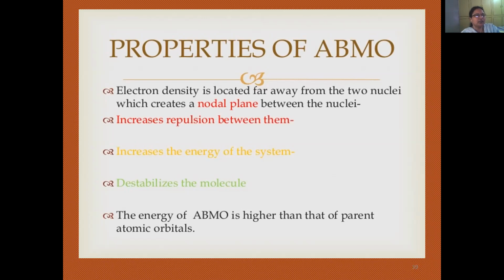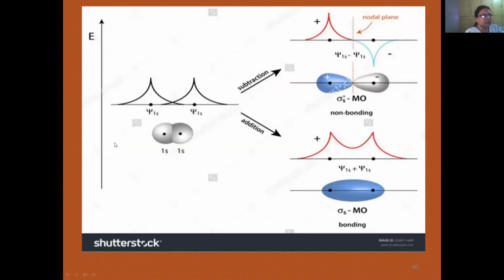Then, the energy of the antibonding molecular orbital is higher than the parent atomic orbitals. As we have seen, in the bonding molecular orbital it is less than that of the parent atomic orbitals. Here, the energy of the antibonding molecular orbital is higher than that of the separate atomic orbitals. So this is the figure, you can see this is the nodal plane which is being formed.